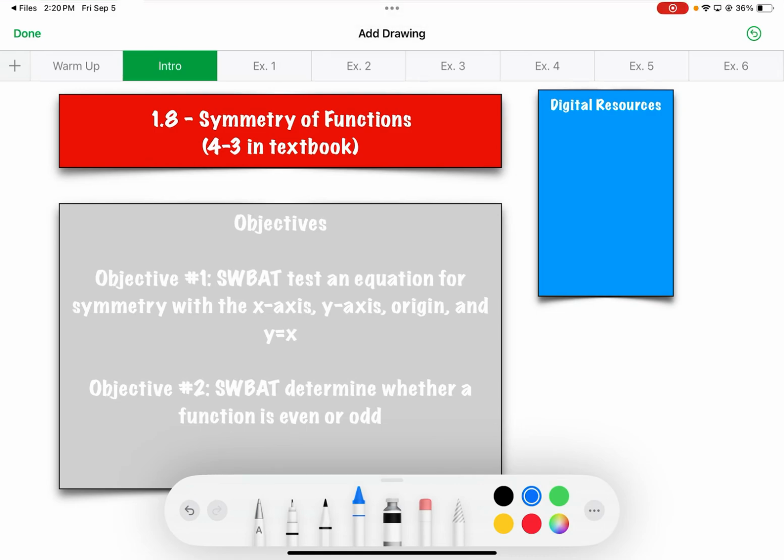Okay, so in this particular section, we're going to look at testing a function or an equation for symmetry. We're going to do it with the x-axis, the y-axis, the origin, and y equals x. We're also going to look at whether a function is even or odd, being able to test for that. And we're going to be supplying some different graphs of functions using some transformation rules, okay?